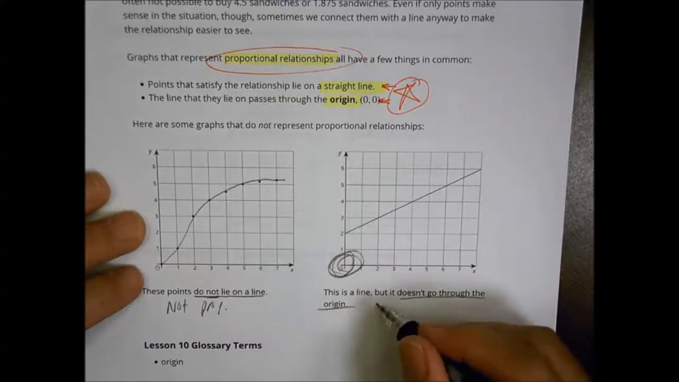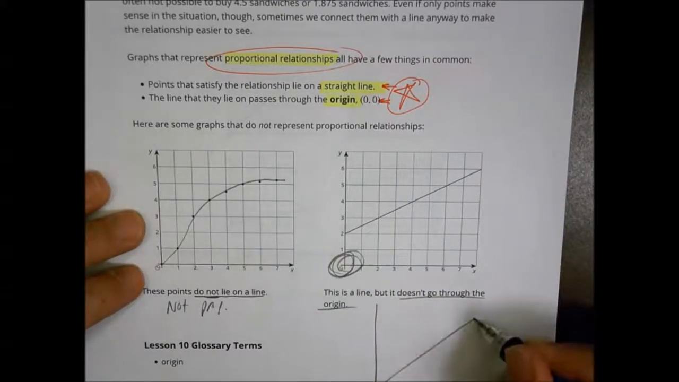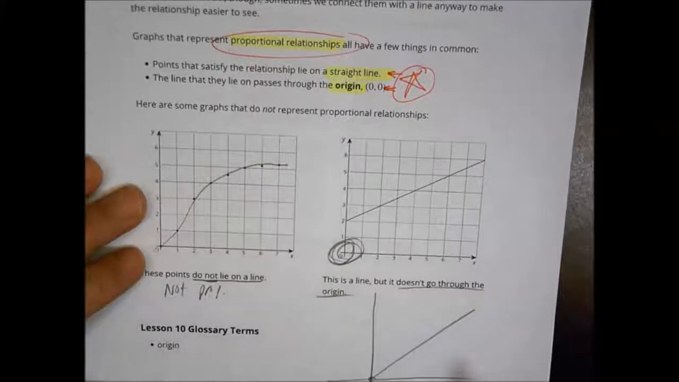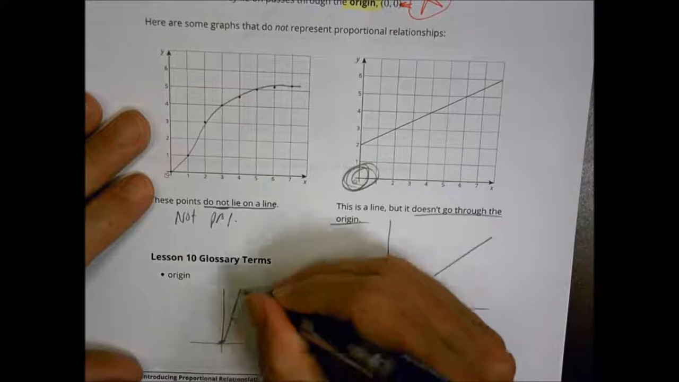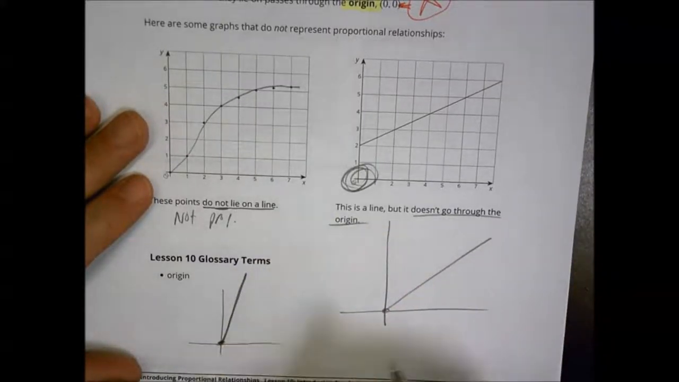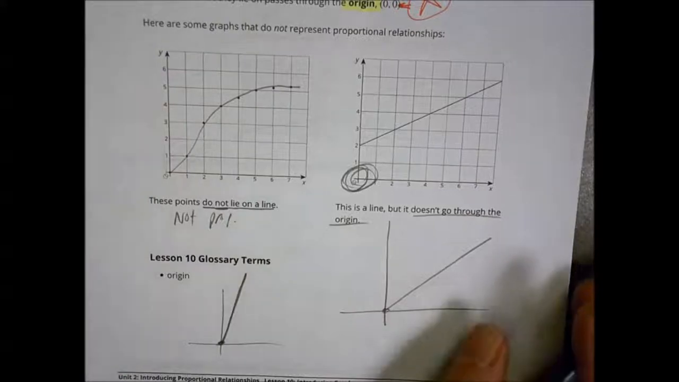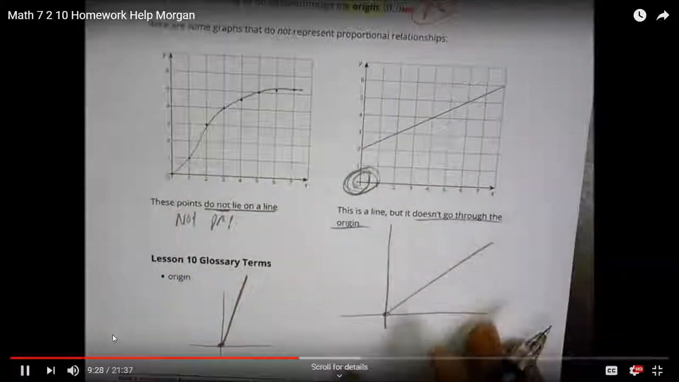It has to start at the origin here, and it has to be a straight line. It could be a straight line like that. It could be, if it starts at the origin, I can make it steep and go like that, but it needs to be a straight line, and it has to start at the origin in order for it to be a proportional relationship. Okay, so you're going to take a pause there and work on your homework.